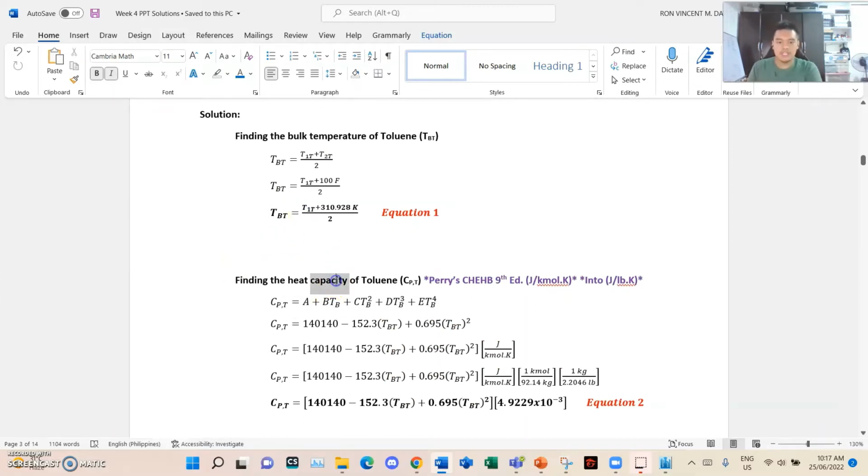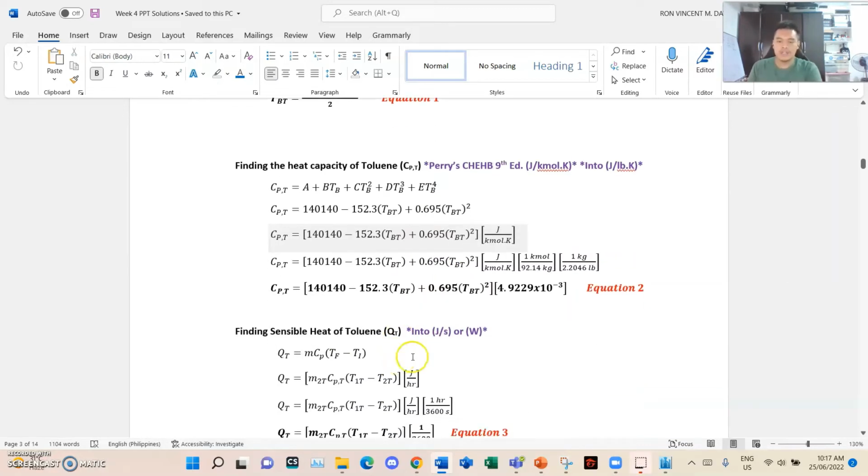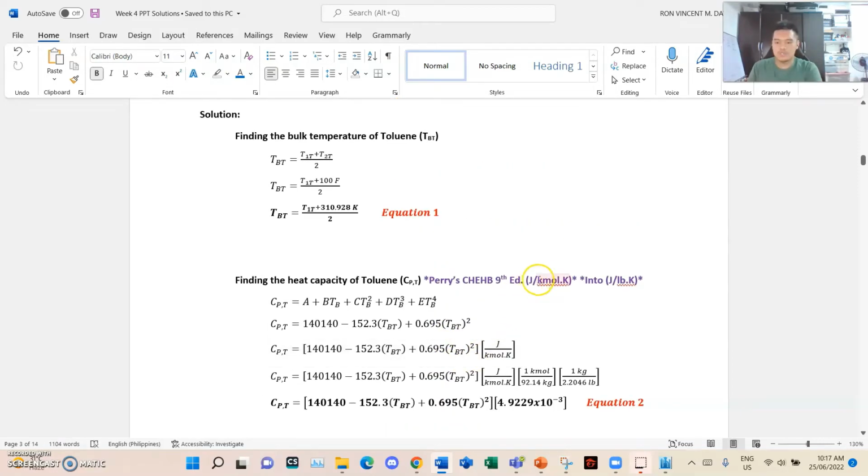And then we need to find the heat capacity of toluene. However, this formula is obtained from Perry's Chemical Engineering Handbook, 9th edition, and this is originally in the units of joules per kilomole per Kelvin. However, we need to convert it into joules per pound per Kelvin in order to satisfy the units to be cancelled. So after doing certain conversions, we will have the following formula. We cannot solve it yet because we still do not know the bulk temperature of toluene, since the unknown temperature is the outlet of toluene.